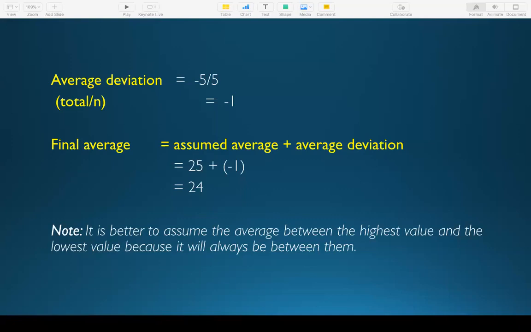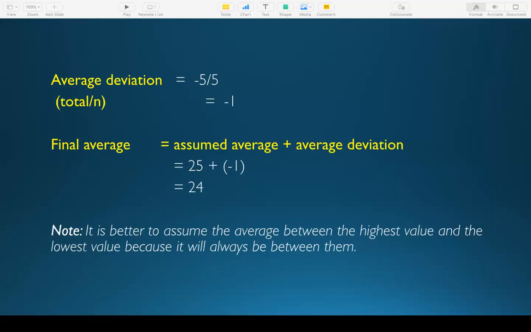And there is also a note for you. It is better to assume the average between the highest value and the lowest value, because the average will always be between them. Again, it is a property of average, guys. If you're finding the average of, let's say, 5 numbers, then the value of the average will always be greater than the smallest number and less than the largest number. It will always lie between the largest value and the smallest value. That is why it is advisable that in the deviation method, you should always assume an average which is between the largest and the smallest number.